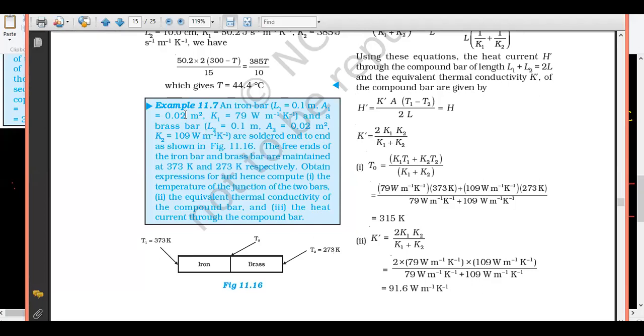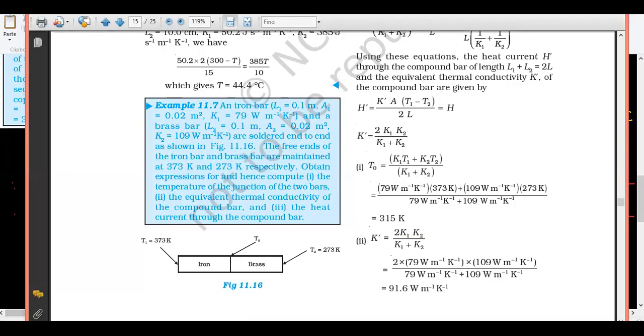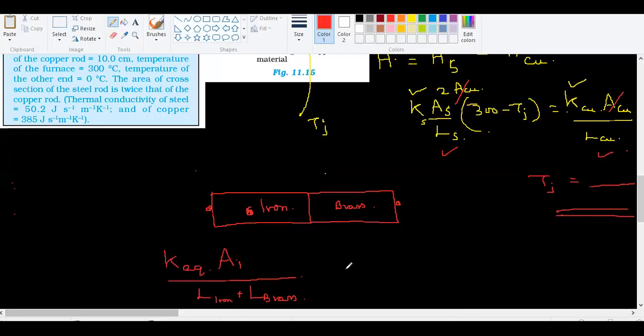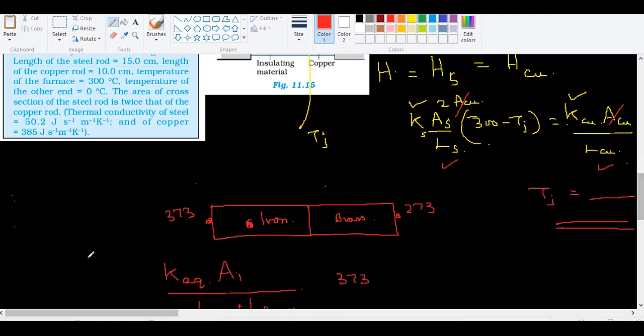Area 1 is 0.02, area 2 is also 0.02, which means the compound bar will also have the same area. So area 1 and area 2, into the temperature difference. The temperature difference is between this part and this part, so it will be 373 minus 273. Again, I'm not talking about this example, I'm talking about the next example.